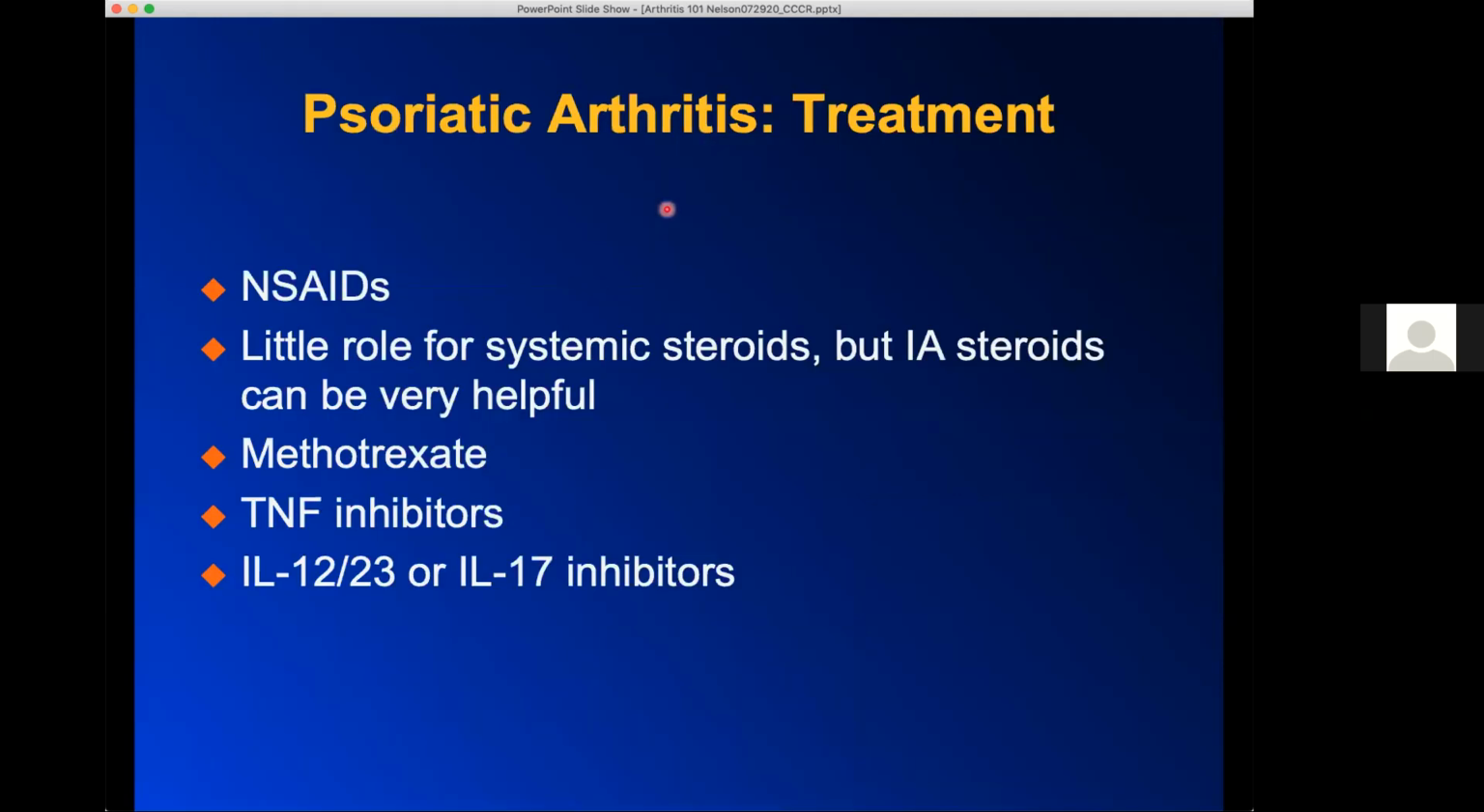Again, NSAIDs are useful, steroids are less so, but we fairly quickly move into TNFs or other cytokine inhibiting drugs. Methotrexate can be useful as an adjunct in particular, so sometimes having methotrexate and an anti-TNF like we do in RA can be very helpful, particularly for the peripheral joint involvement and also for the skin disease in a lot of cases.